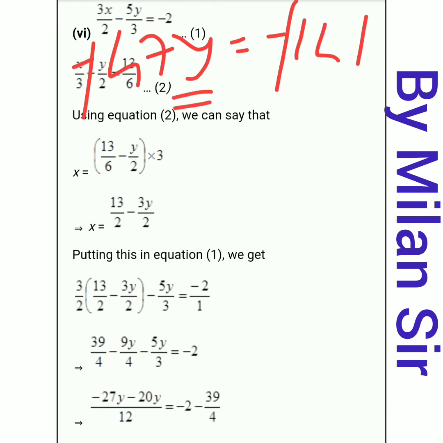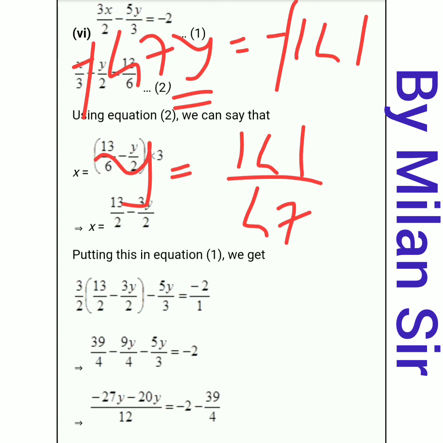And for finding out y, just transfer this 47 to the right hand side. So here y is equals to 141, if we transfer 47 to the right hand side, it goes to the denominator. So 141 divided by 47, 3s are, right? 47 3s are 141. So y is equals to 3. Okay, so we are getting y is equals to 3.